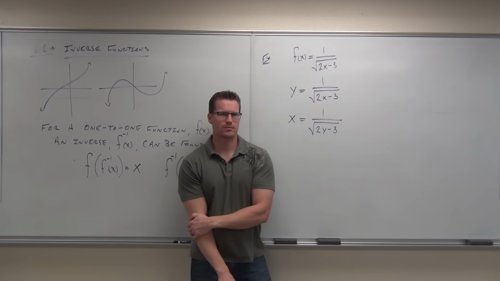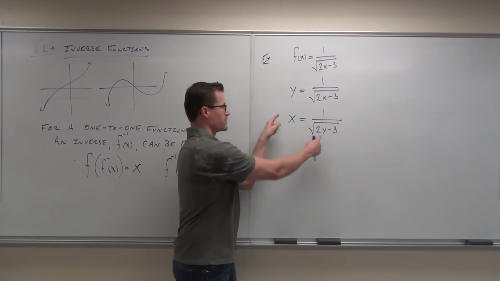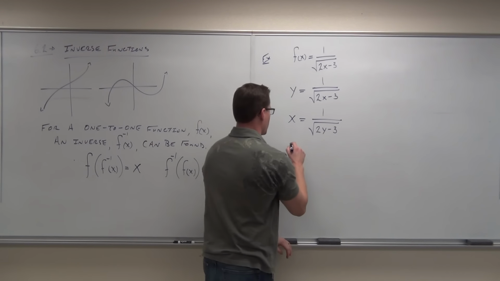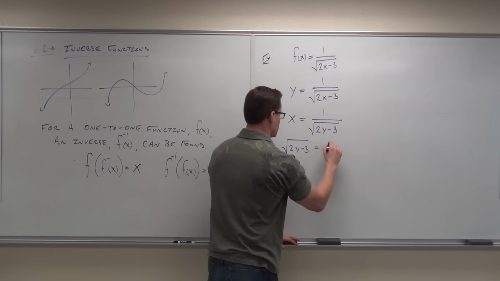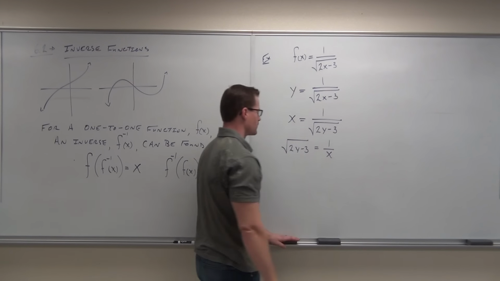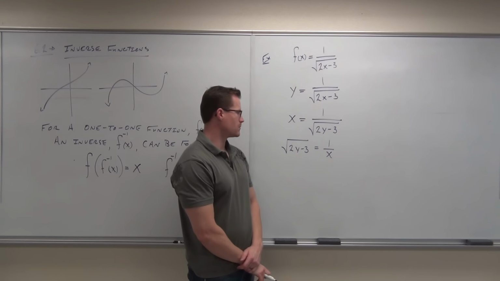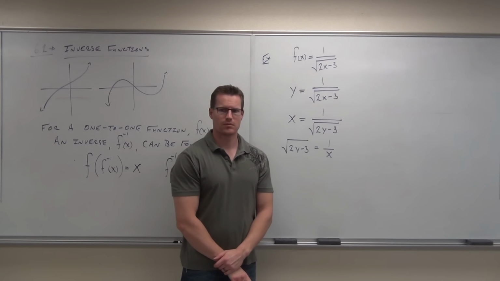You okay with that so far? The idea now is you have to solve for y. Just solve for y. Give me some ideas on how to solve for y. Replace the bottom denominator with x. Sure, we can just switch those. Move the square root over, or square both sides.